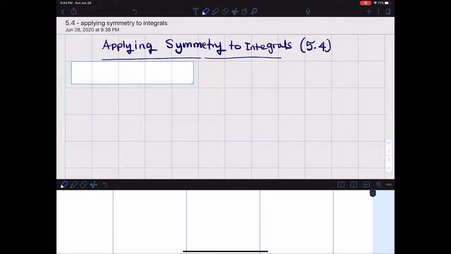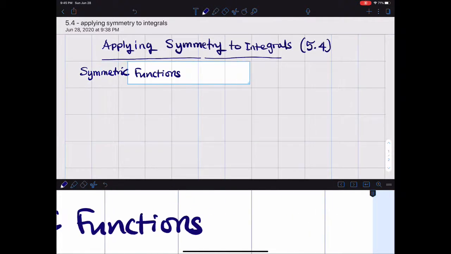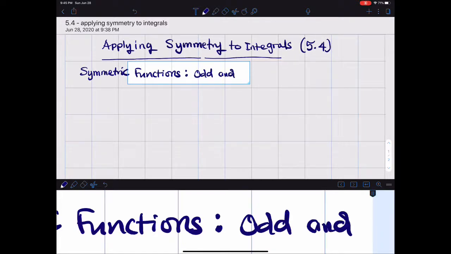Symmetric functions. What are symmetric functions? And how can we use the symmetric properties of a function to evaluate integrals involving such a function? All right, so first of all, let's look at symmetric functions. What are symmetric functions? So these are odd and even functions.